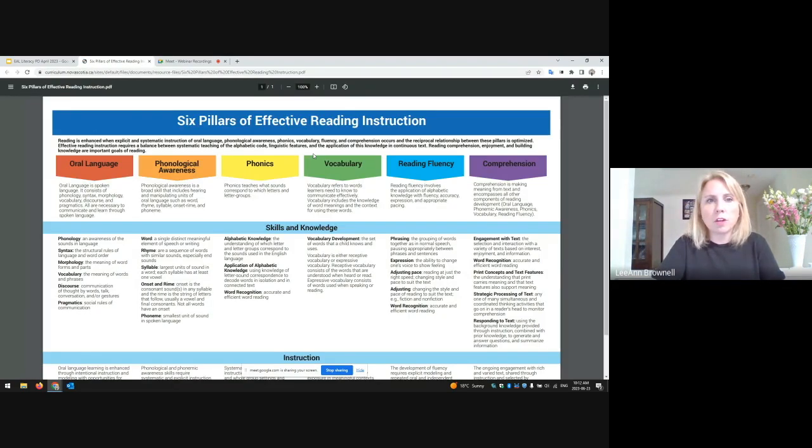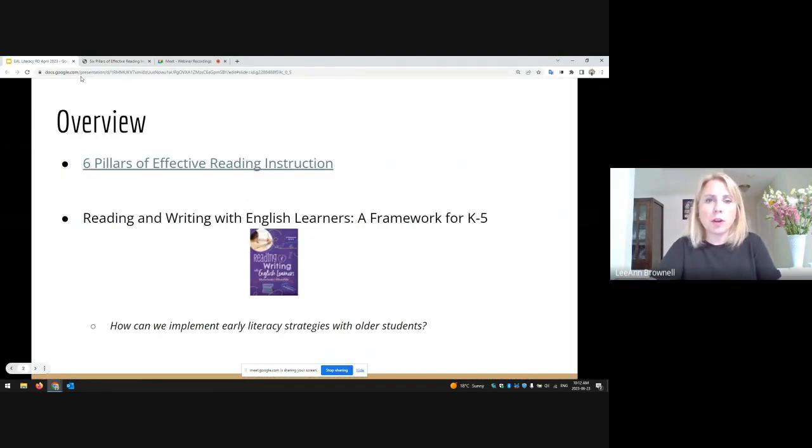As many of you know, the EECD has released the 6 pillars of effective reading instruction, and it focuses on oral language, phonological awareness, phonics, vocabulary, reading fluency, and comprehension. This is linked in the slide deck for your information. We will touch on all of these components throughout the webinar.